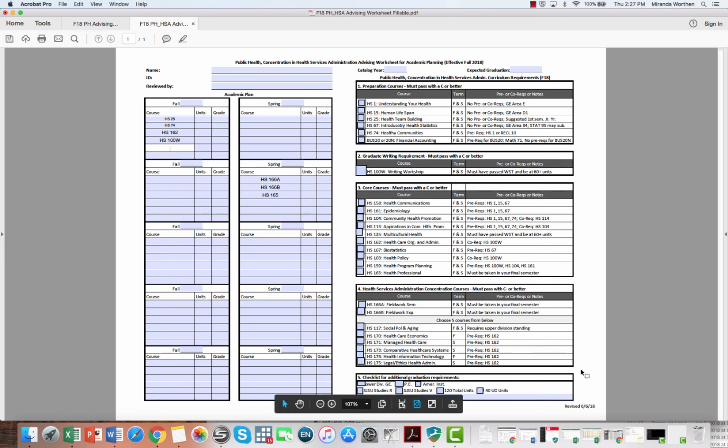I think that's the other thing I want to call your attention to: the checklist here for overall graduation requirements. This is the same for both the concentration and the general degree. You have to have 40 units of upper division classes, which you get through our core and the concentration, or the core and your additional upper division electives. To graduate, you have to have a total of 120 units. That includes up to 70 units that you can transfer in from a community college.